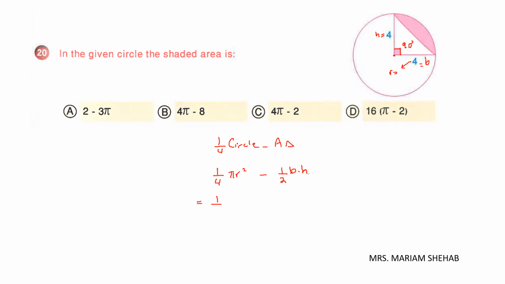Substitute the given. So it's pi times 4 squared times a quarter, minus half times 4 times 4. We can simplify. 4 squared times quarter is just 4 pi. One 4 will cancel here. Minus half of 4 times 4 is 16 divided by 2, which is 8. So the answer is 4 pi minus 8, which is choice B.